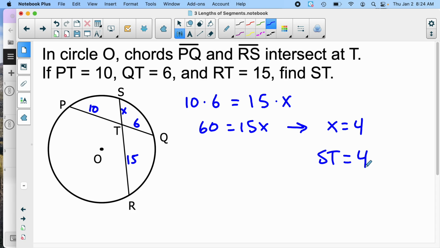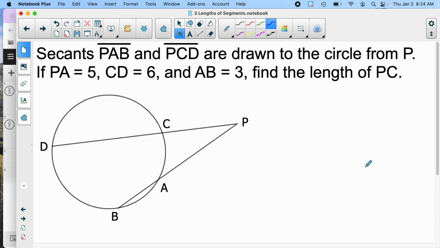Let's take a look at another one. Now we'll do two secants. I have two secants that are drawn from point P, so point P is that powerful point. Let's label our diagram. It says that PA is 5, CD is 6, AB is 3, and we want the length of PC. We're going to call PC's length x.